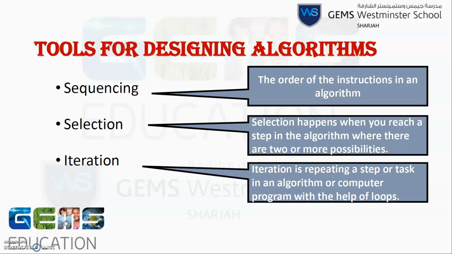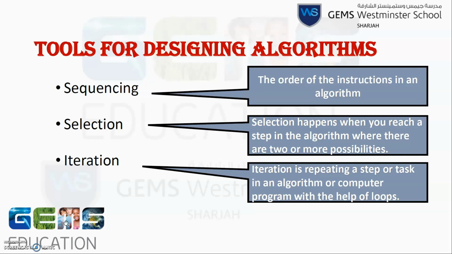Next is selection. This happens when you reach a step in an algorithm where there are two or more possibilities. This means that there are two options for you, and you have to use your brain to think which one is the better option. This is called selection, in which you choose the choice. This is what you should know in selection, choosing the better option.